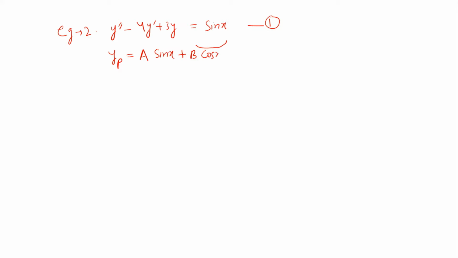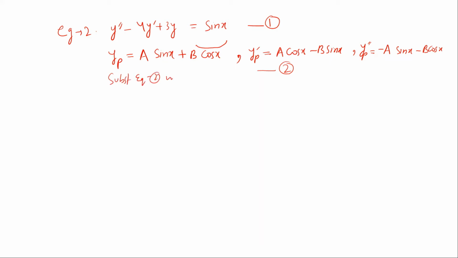Therefore we have yp prime equals a cos x minus b sine x, and then yp double prime equals minus a sine x minus b cos x. Okay, and we will substitute it back into equation 1. These are equation 2, and the above one is equation 1. So we substitute equation 2 into equation 1.